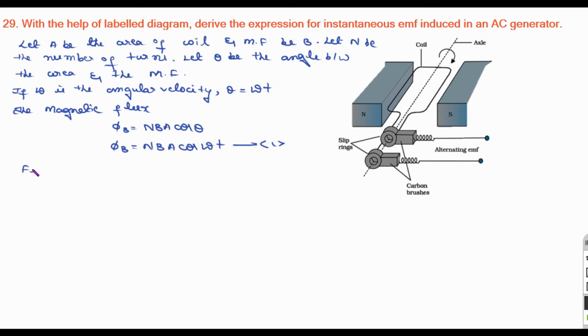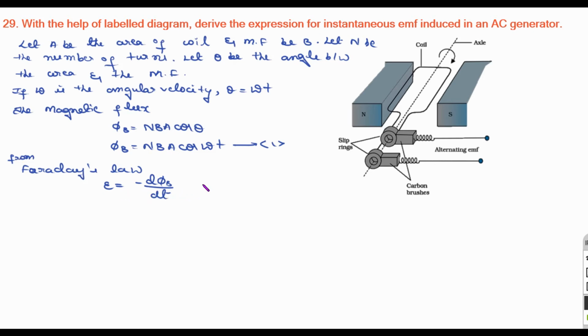Next, from Faraday's law, the induced EMF is equal to minus d phi B by dt. That is the statement of Faraday's law. So from Faraday's law we are writing induced EMF is equal to minus d phi B by dt.